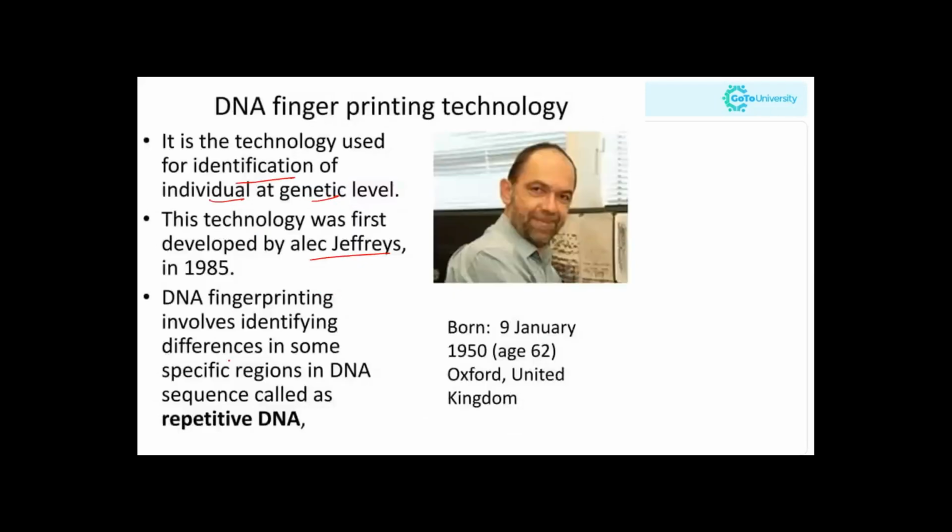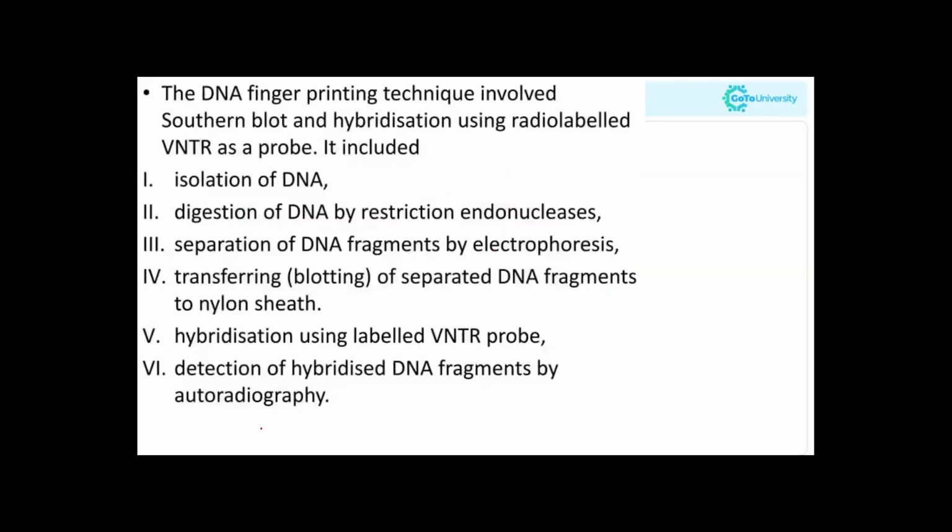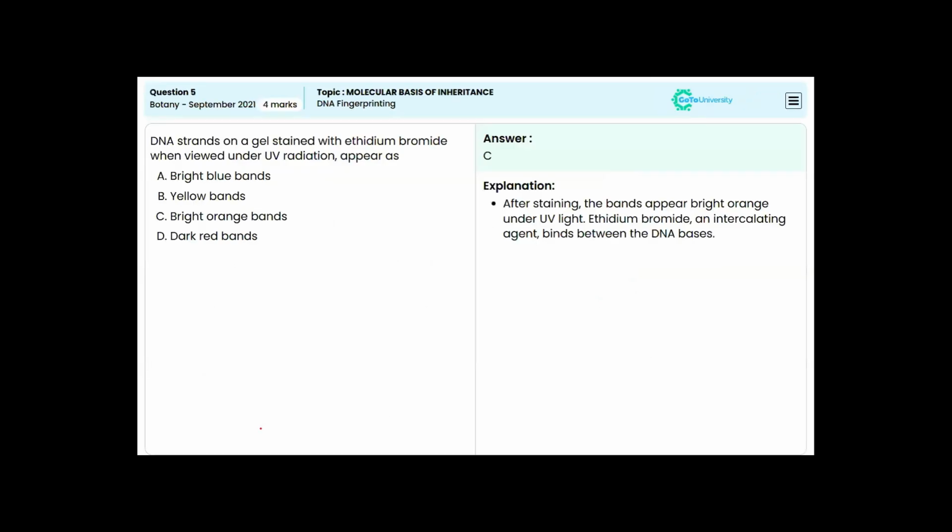And one more thing is very important. This involves identifying differences in some specific regions in DNA, which is called the repetitive DNA. So they'll be looking for the repetitive DNAs. Okay. So yeah, we have to conclude the text here because we have to go to the questions as we are having limited time. We'll be discussing the remaining topics in the next class.